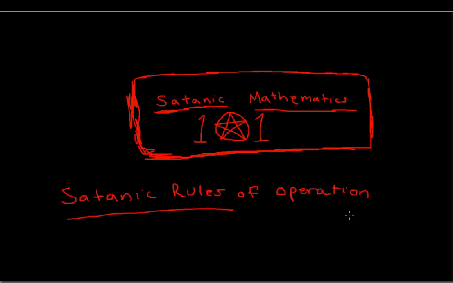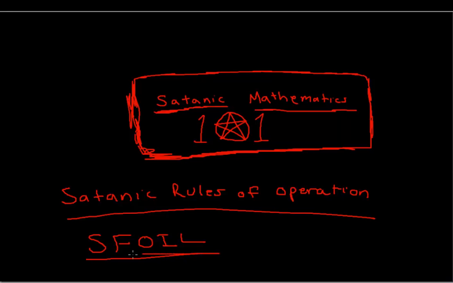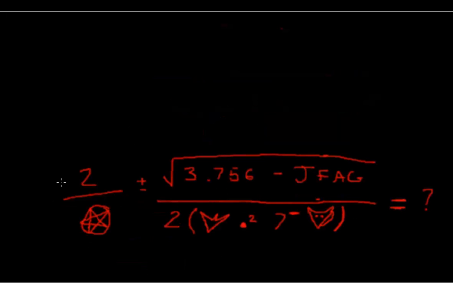I'm going to assume you developed a moderate understanding of what the Lucifer constant and the pentagram variable are, so I'm going to be using a satanic equation in this example, a rather not so complex but rather popular one that I use very often. So, here's the equation. It's 2 over pentagram plus or minus 3.756 minus JFAG, which stands for Jesus, then 2 times placeholder variable times to the second 7 minus Baphomet.